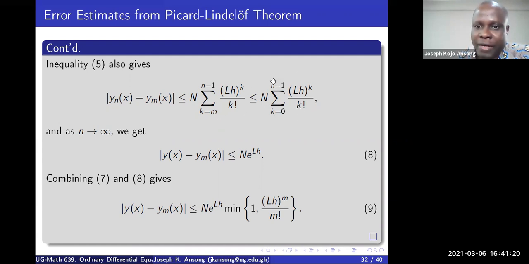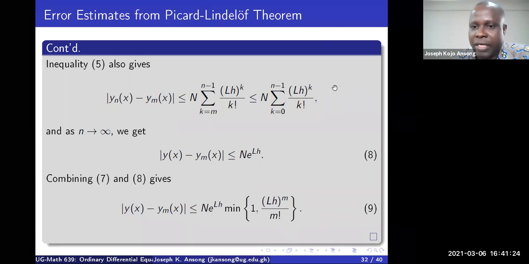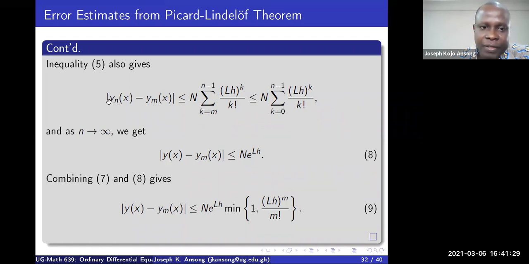But once again, if n goes to infinity, the summation here becomes e to the power LH. So as n goes to infinity, this becomes y again. This is y_m. This is less than or equal to N e to the power LH. Okay.